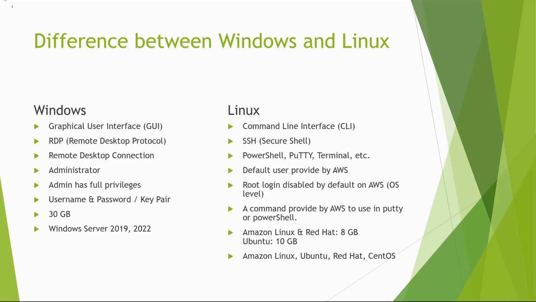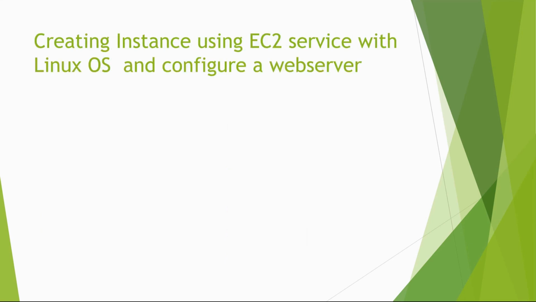By default, AWS provides 30 GB storage in the free tier version for Windows, but for Linux, Amazon Linux and Red Hat get 8 GB, and Ubuntu gets 10 GB storage. The OS images are named Windows Server 2019, 22, and even 25 is there. Linux has its own images like Amazon Linux, Ubuntu, Red Hat, and CentOS. So let's see how to create the instance, how to get the Linux OS, and how we are going to configure it as a web server.